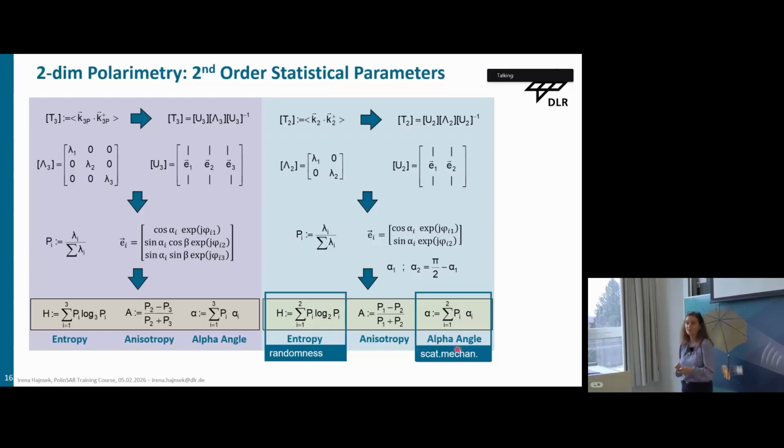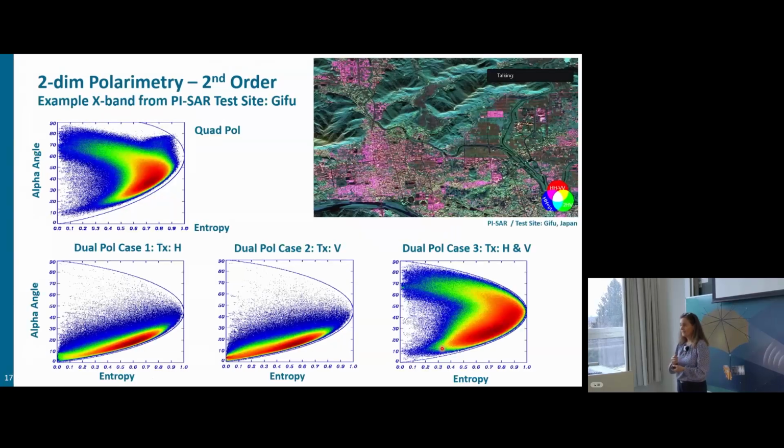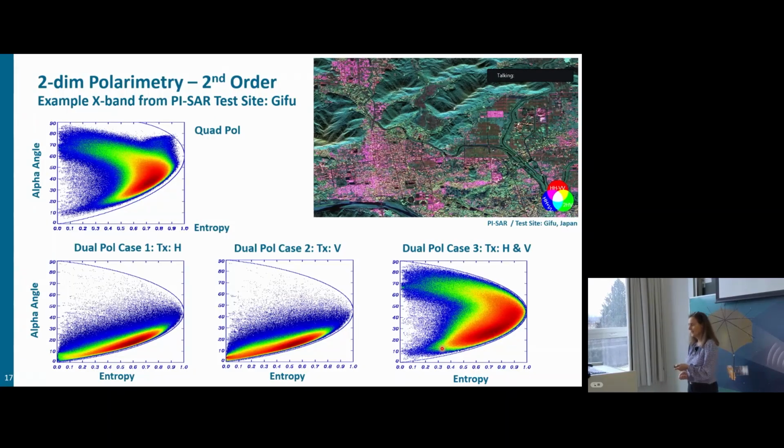So because you have only 2 scatterers, 2-dimensional vectors. Okay, let us have a look at what is the difference between full pol and the reduced amount of scatterers. This you can see here. That's an X-band image taken by a Japanese airborne system, in fully polarimetric data over a city in Japan, which is called Gifu. They have here a lot of dihedral scatter.